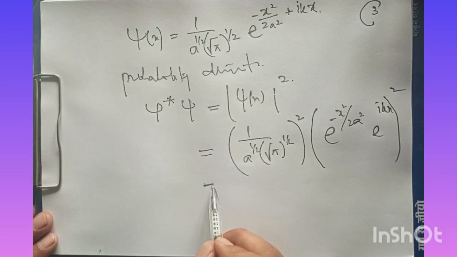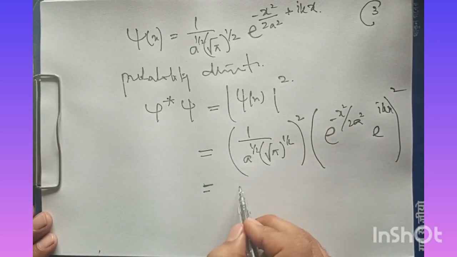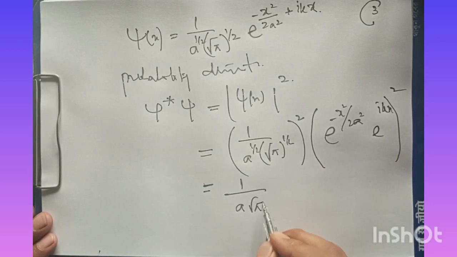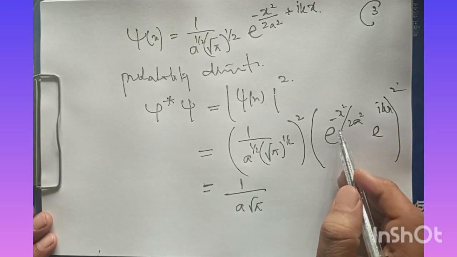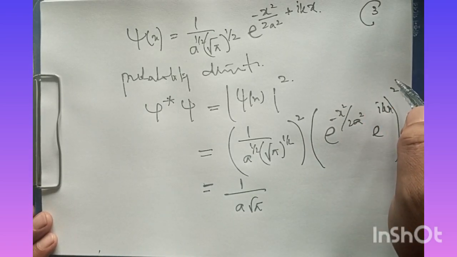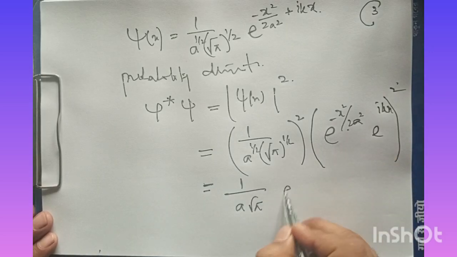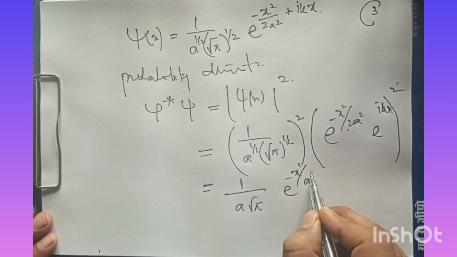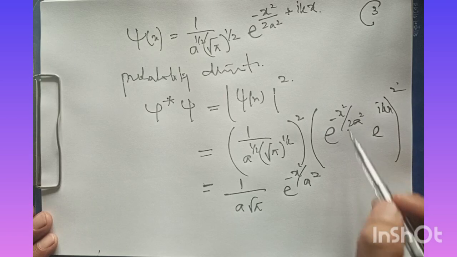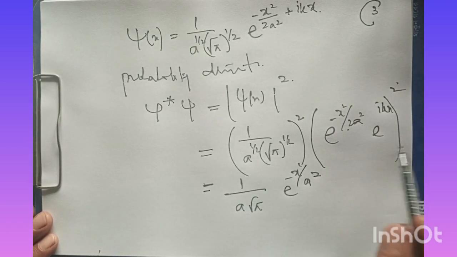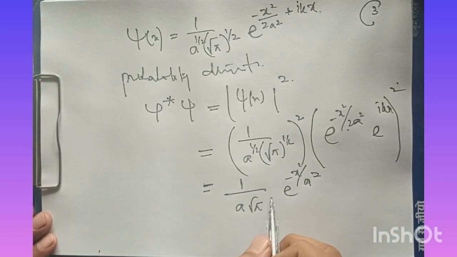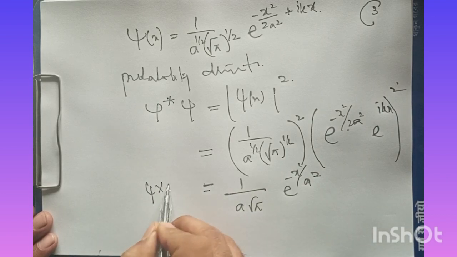From here, this square will cancel with this root, so we will have 1 by a. This square will cancel with this root, so we have root pi, and this square will cancel the 2 and 2. What I'll get is e to the power of minus x square by a square. And the other part will be 1, as the phase term cancels. So this will be the final expression that we get for psi star psi.